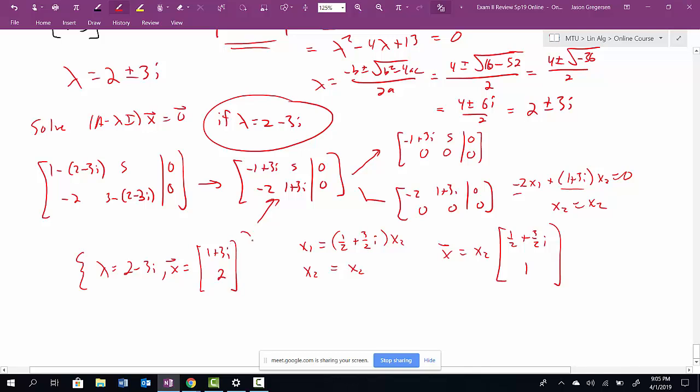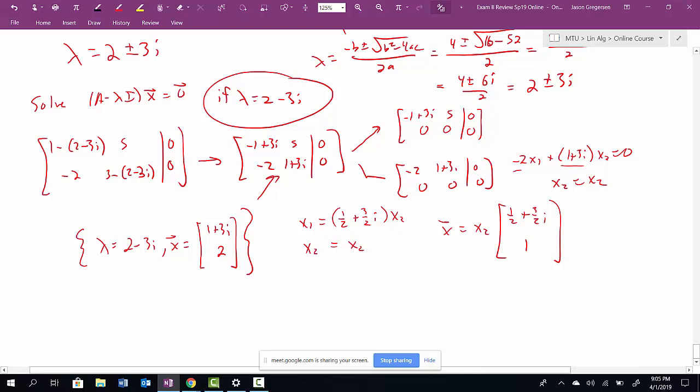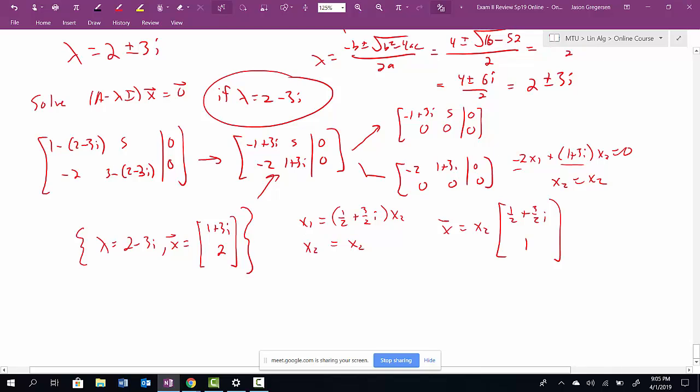And I do that for good reason. In your next class, in differential equations class, you have to use these eigenvalues and eigenvectors to form solutions to big differential equations. And then you have to do algebra with them, some other junk with them. And I want to work with 1 plus 3i, not 1/2 plus 3/2 i. So I do want to just clear those fractions. You don't have to, but I recommend you doing it. All right, so now I have my first eigenpair.